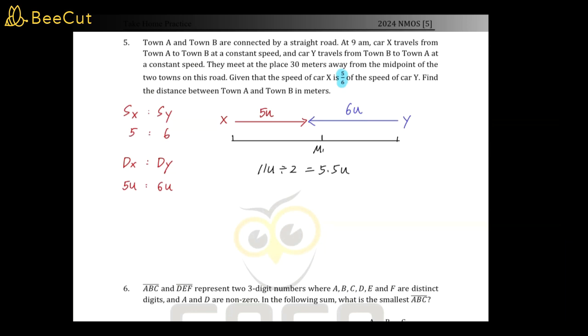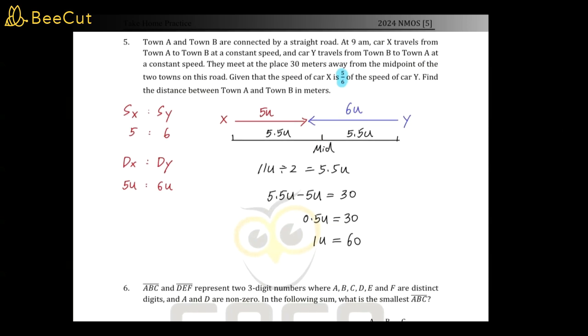So this is the midpoint. Now half of it is 5.5U. The remaining half is also 5.5U. So we know that the distance between this point and this point equals to 30 meters. This means that 5.5U minus 5U equals to 30. 0.5U equals to 30, so 1U equals to 60. Now, the distance between A and B is 11 units. So answer is 660.